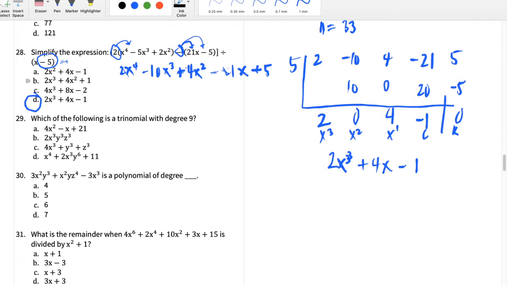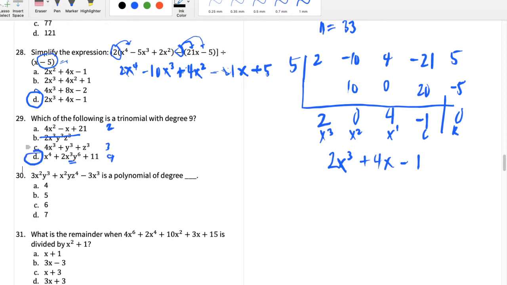Which of the following is a trinomial with degree 9? Okay. Trinomial, so ibig sabihin, how many terms do we have? 3. So hindi na letter B yung sagot. Now, let's check each one for yung degree ng ating polynomials. For letter A, ang degree natin dito is 2. For letter C, ang degree natin dito would be 3. Okay? For letter D, ang degree natin dito is 9. Kasi ito, 3 plus 6, that's equal to 9. So our trinomial with degree 9 is letter D.